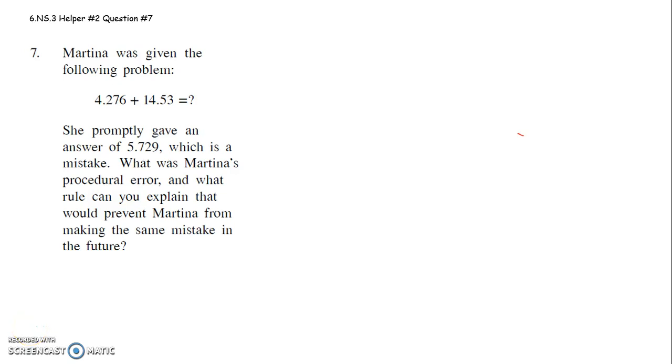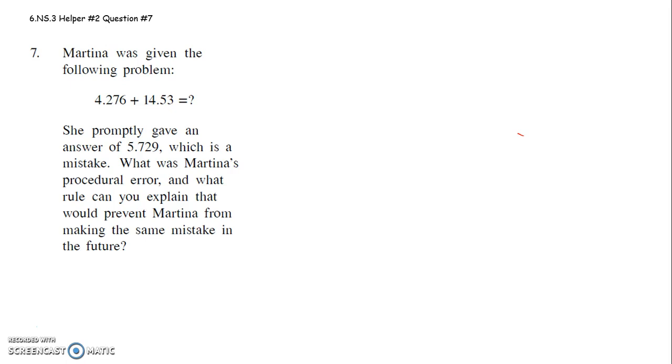Sixth graders, this video is to help you with question number 7 on your CR number 2. It says, Martina was given the following problem. 4 and 276 thousandths plus 14 and 53 hundredths. She promptly gave an answer of 5 and 729 thousandths, which is a mistake.